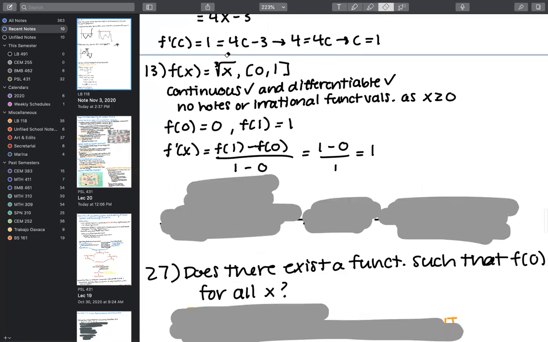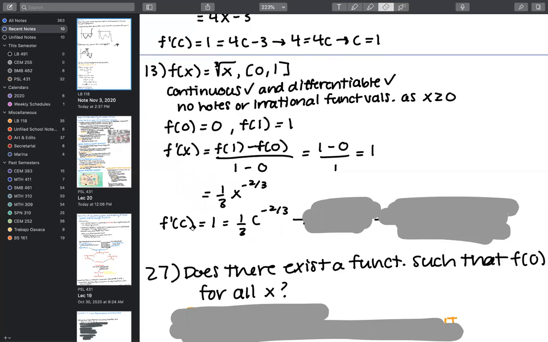So we're going to take the derivative of this. f of x is actually equal to x to the 1/3. I didn't write that down. But when we take the derivative, we get 1/3 x to the negative 2/3. And so we want to find c. So f prime of c is equal to 1, which is equal to 1/3 c to the negative 2/3. So now we've got to isolate this c. We've got to work with this 1 and this 1/3 c to the negative 2/3 in order to figure out what c is specifically.